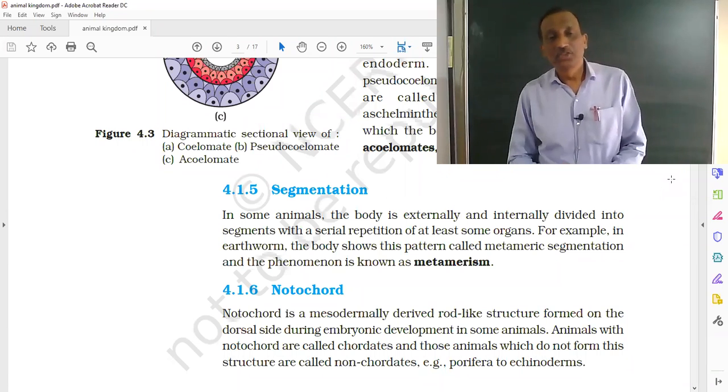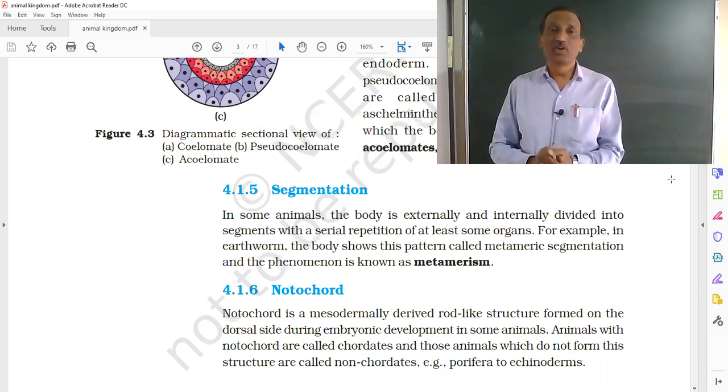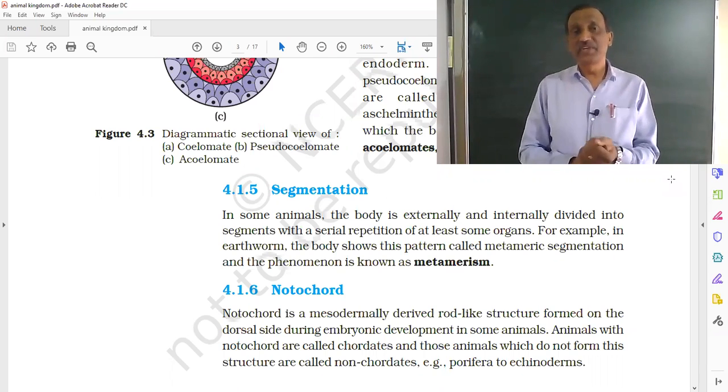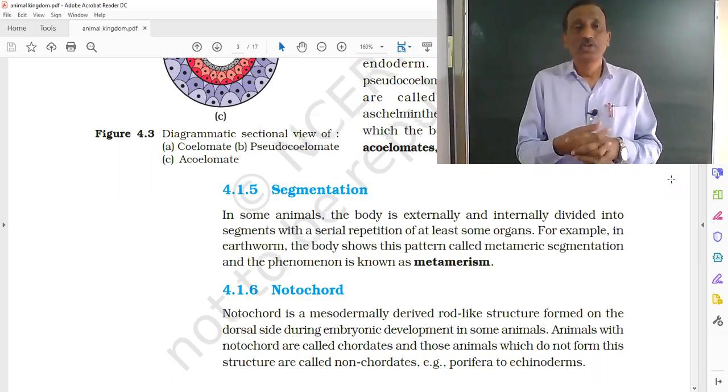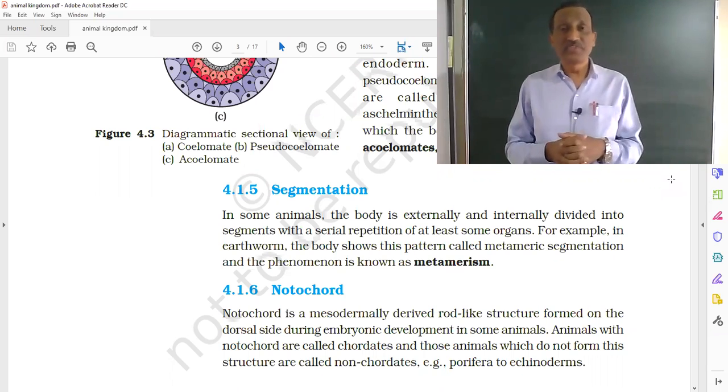Yes, Ellen. So in the previous class we had done till coelom. We are studying the characteristics, or rather the criteria, for classification. That is, what are the bases? Whenever we are classifying something, there should be some basis on which we are classifying.